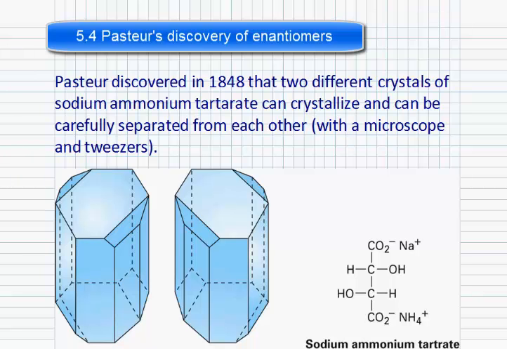But he noticed when he crystallized them very slowly and carefully, he got two distinct crystal forms that were mirror images of each other. That sound familiar? We talked about molecules that are mirror images of each other. And not only that, each of these different crystals rotated polarized light in a different direction.